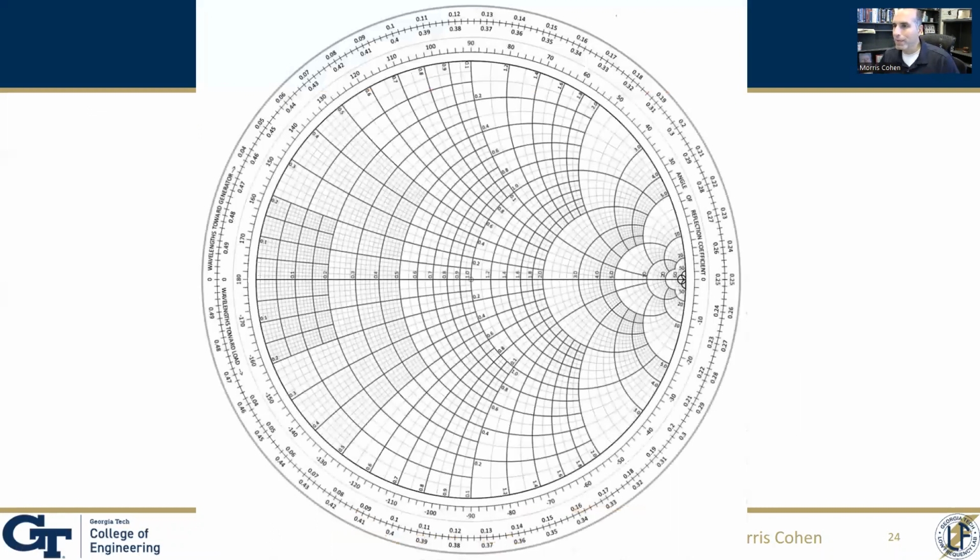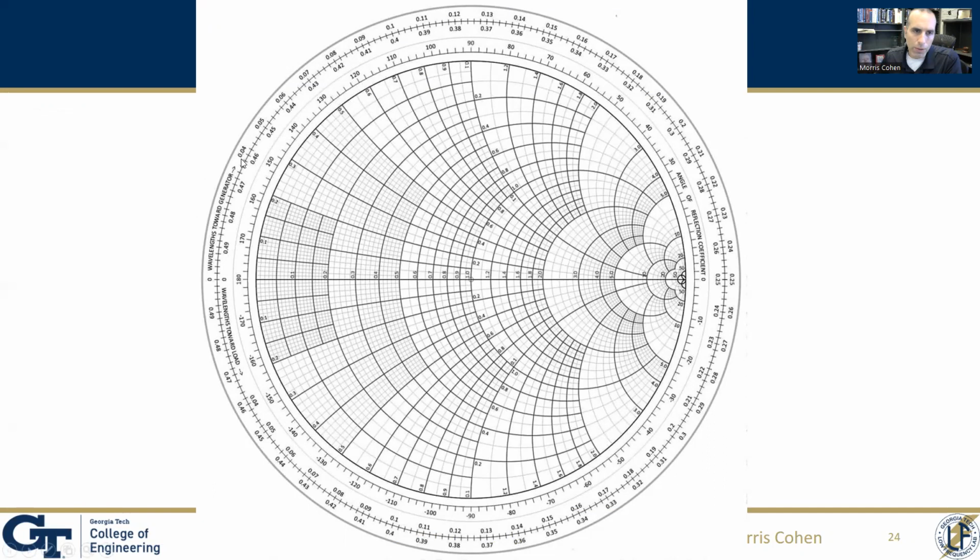This is a very famous diagram invented by someone named Philip Smith in the 1930s, who was at Bell Labs, and he came up with this to very quickly solve transmission line equations. And what you'll see is that there's a lot of markings on this, and believe it or not, even these days with fast computers, it's often faster to use a Smith chart than it is to whip out some calculator and plug it into the Zin formula.